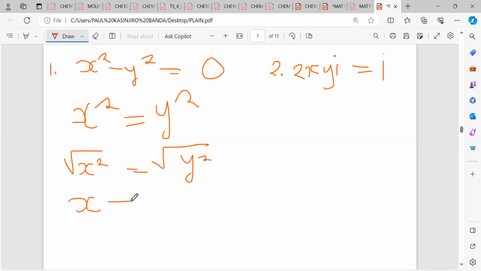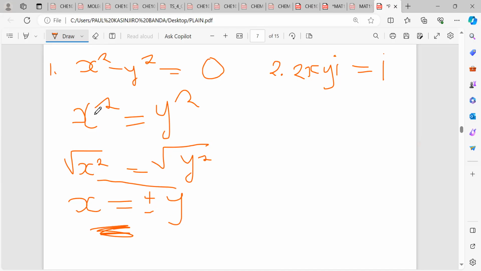Okay, x. So it's equal to, then this side, since we are making x the subject here, if we square root x squared, it's just going to be x. But when we square root this side, it's going to give us either a plus or a minus y. Either plus or minus y. I hope you've gotten this concept here. Meaning our x is equal to positive or minus y.